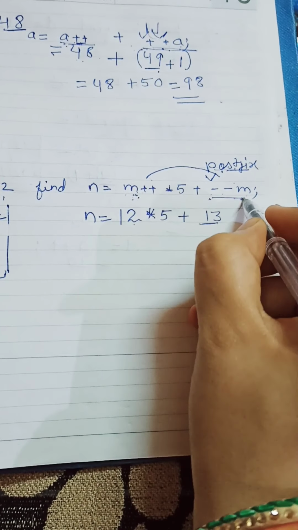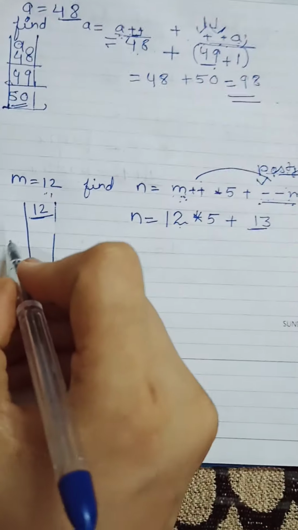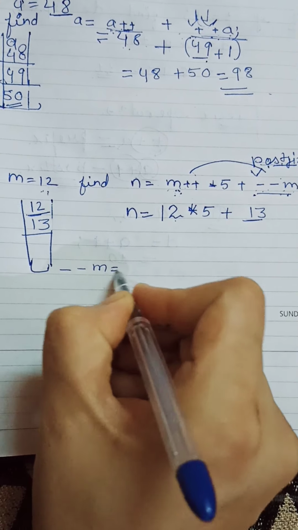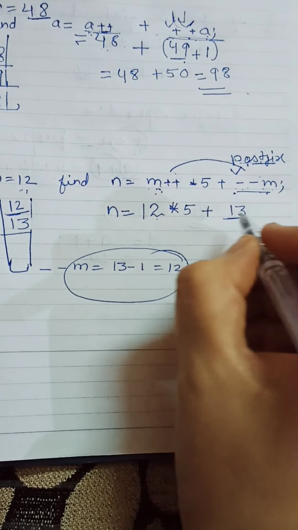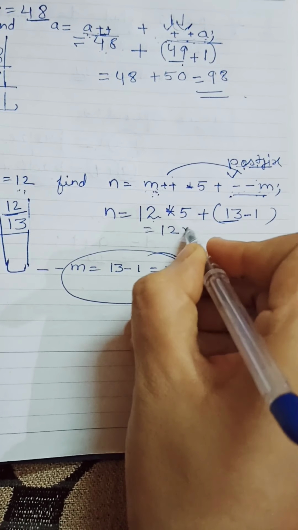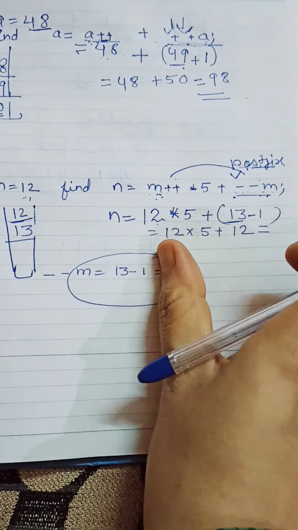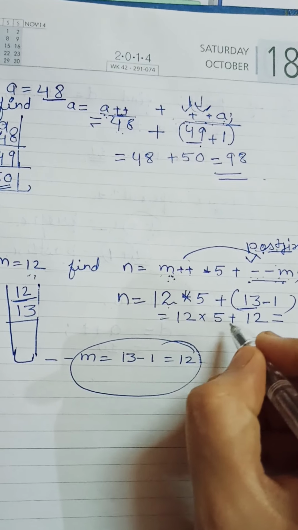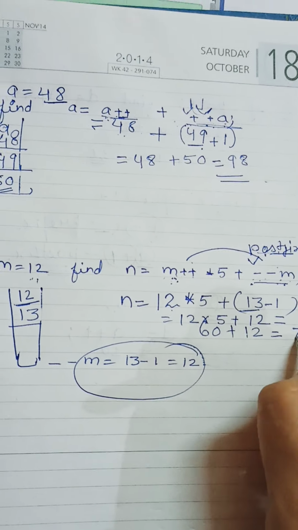Now it's time to do the prefix. That means 13 minus 1, minus minus m. The new value of m is 13, no? And minus minus m is 13 minus 1, which is 12. So here 13 minus 1 is 12. So it is 12 multiplied by 5 plus 12. Yes. So the answer will be 60 plus 12 is equal to 72.